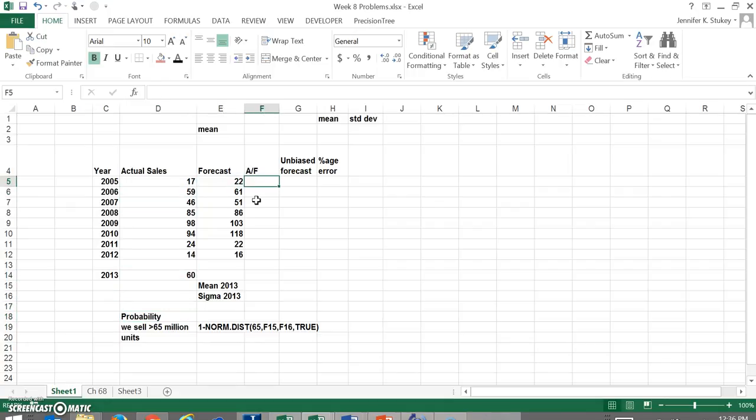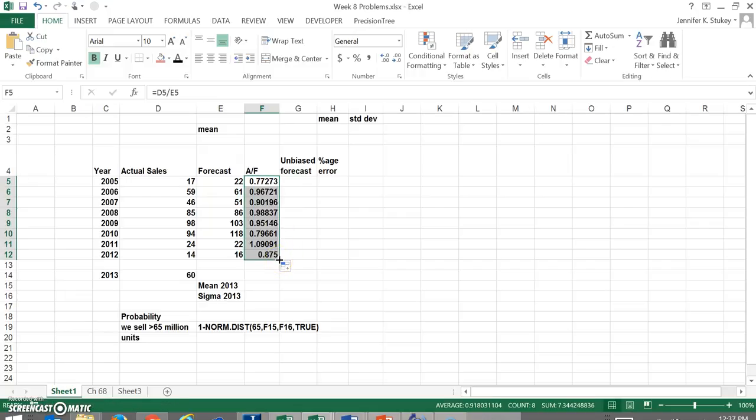We actually need to pull quite a bit of information here in order to be able to do that. The first thing we are going to do is take the actual sales and divide that by the forecasted sales. We've got to do that for each column. In this first column, which for me is F, row 5, we're going to take cell D5, that's the actual sales for that year, and divide it by the forecasted sales for that year. When you do that, you should get 0.77. Then I'm just going to copy and paste this formula all the way down.